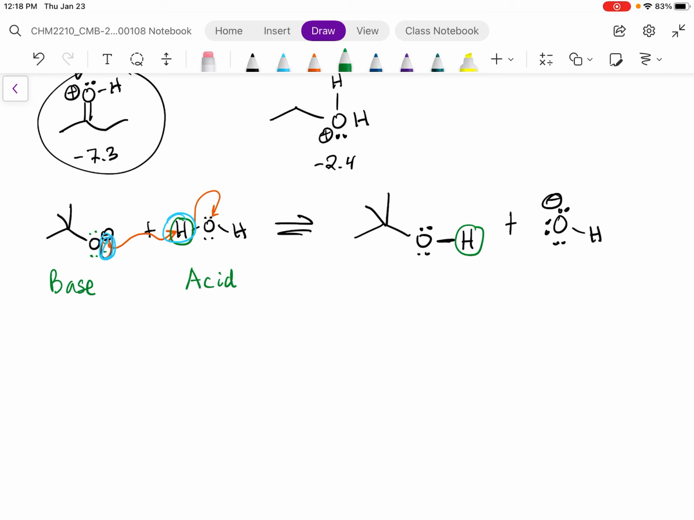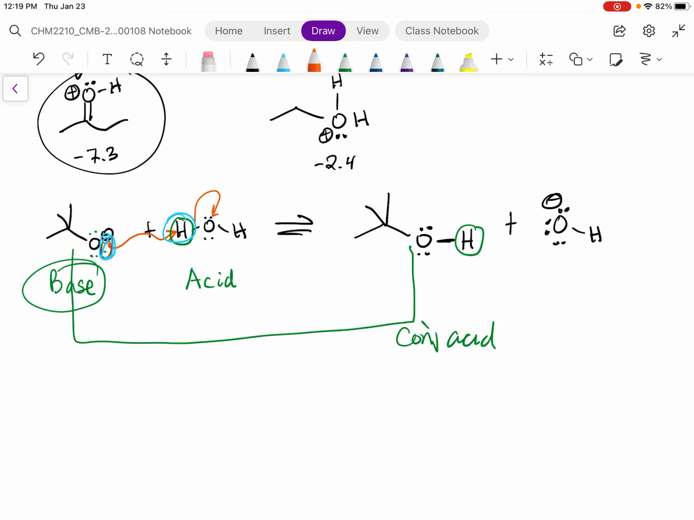Now that we've found what the products are, where's the conjugate acid? Where's the conjugate base? Remember, conjugate acid and conjugate base are pairs. So look at the structure. Tert-butoxide turned into tert-butanol. So if that's the base, then by default that has to be the conjugate acid. And if the water started out as an acid and went to the hydroxide, that would have to make that the conjugate base. Do you see that pair there?